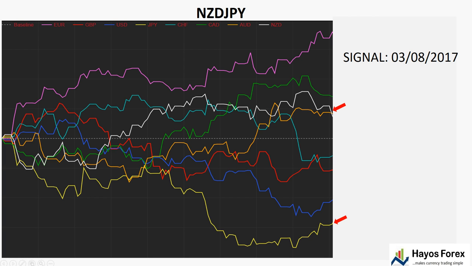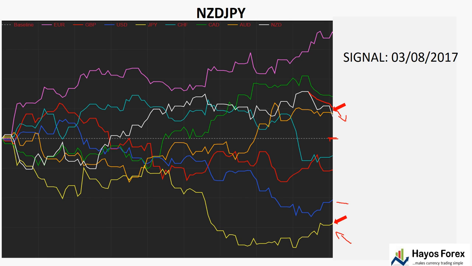This signal was generated on the 3rd of August. Here we see the New Zealand dollar, though it is on top of the baseline, but it's weakening. It's falling generally. Then looking at the Japanese yen, it is below, but it's strengthening. That gives me a signal to look at what is going on in the chart.